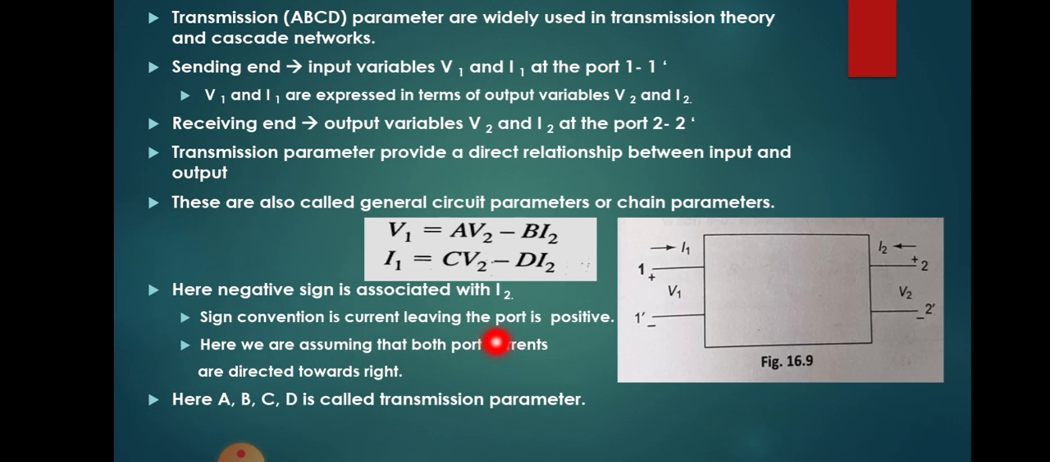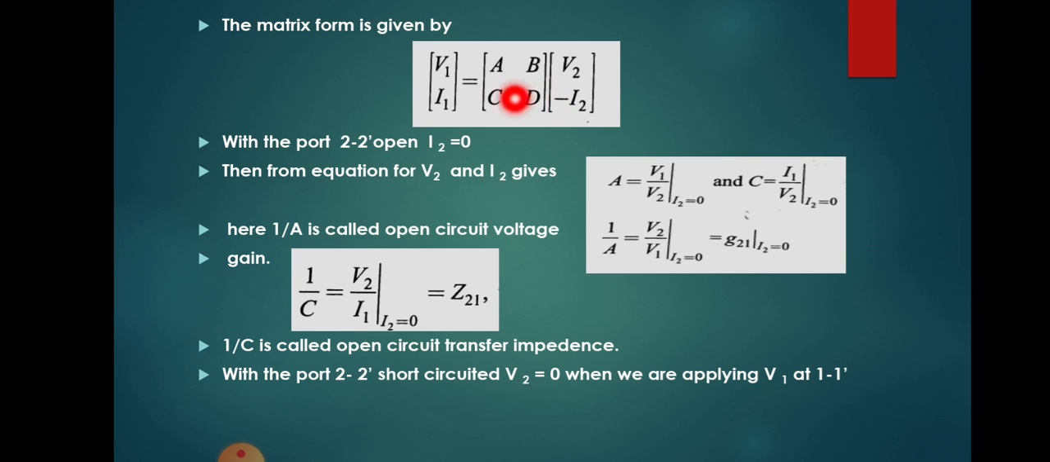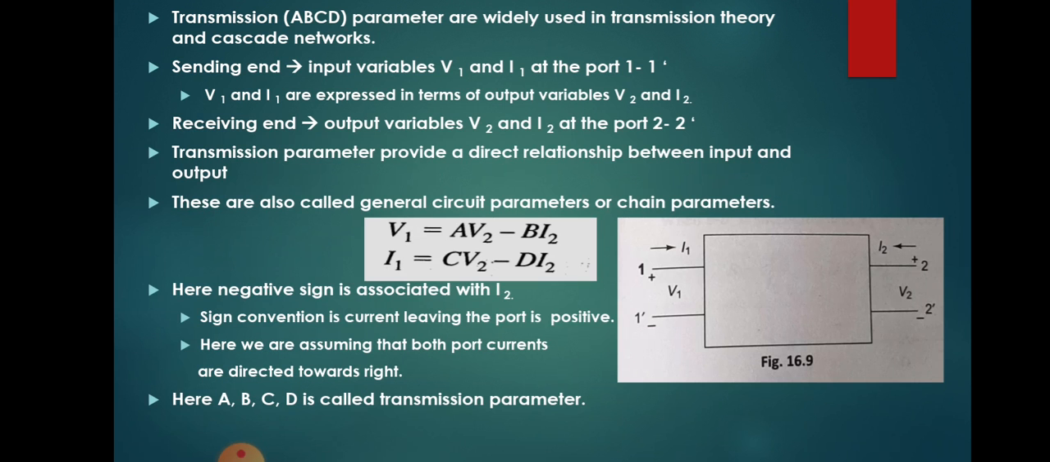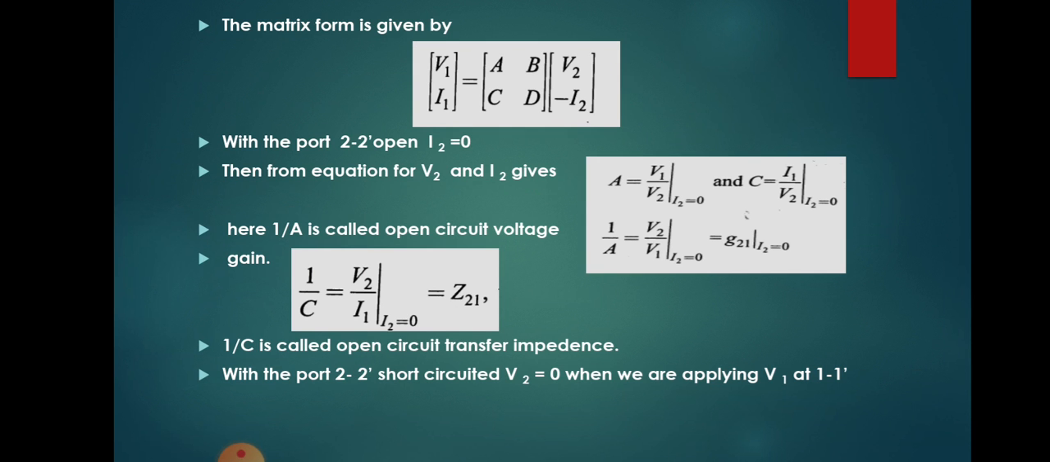So ABCD are called transmission parameters or circuit parameters or chain parameters. You should remember this equation. From this equation we will be finding out the individual transmission parameters. We can represent that equation in matrix form as the matrix of V1 and I1 equals the matrix of transmission parameters A, B, C, D, times the column matrix V2 and minus I2.